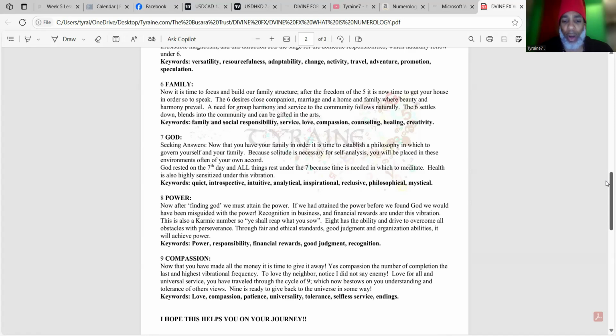You have traveled through the cycle of 9, which now bestows on you understanding and tolerance of others' views. 9 is ready to give back to the universe in some way. Keywords: love, compassion, patience, universality, tolerance, selfless service, and endings. And again, I have my own nonprofit. I'm very selfless. I give away a lot of money. I help a lot of my friends who may be in situations that need help. If I can do it, I'm there. I'm that guy. Often I'm taken advantage of by people who really don't even care about me and who really don't like me, but just use me because they know that, hey, I can borrow money from him. I can get this from him.